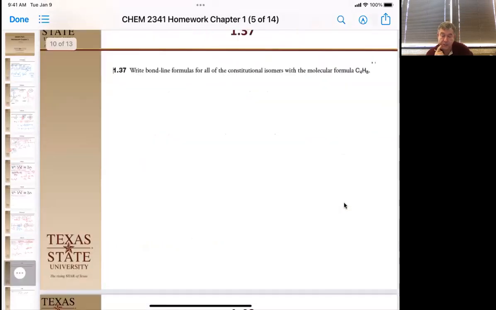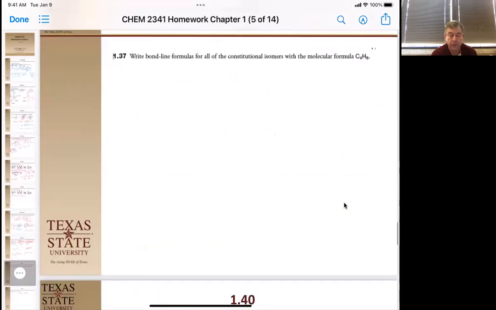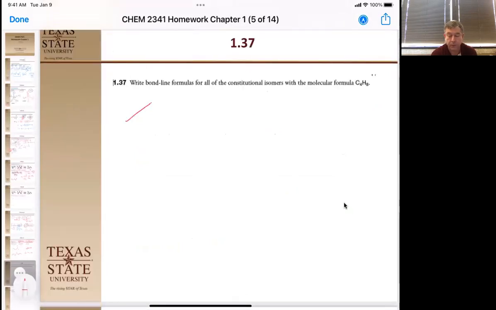Okay, write the line bond drawing for all the forms of the constitutional isomers for C4H8. For C4H8, that means we're going to have a total of 4 carbons and a total of 8 hydrogens. So 1, 2, 3, 4. Okay, do we have 8 hydrogens? Let's see, 1, 2, 3, 4, 5, 6, 7, 8, 9, 10. Uh-oh, that's 10 hydrogens. So we have to have less than that. So the easiest way to get rid of 2 hydrogens is to make a double bond.